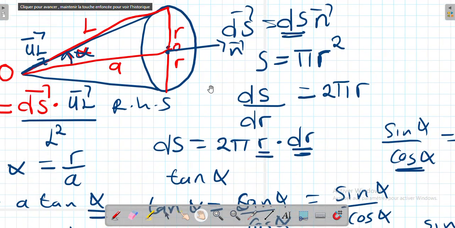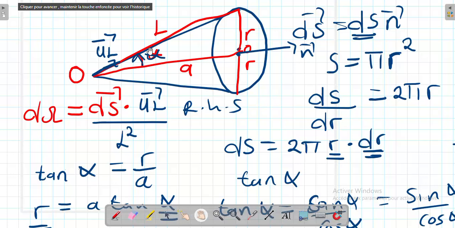With the 4 minutes, I'm going to summarize. Once you parameterize your cone, your ice cream cone, you write the formula. The formula of the solid angle is equal to dS dot u_l over l squared, where u_l is a unit vector along l, and dS is the surface with a normal. The surface with a normal, dot u_l, over this length squared.